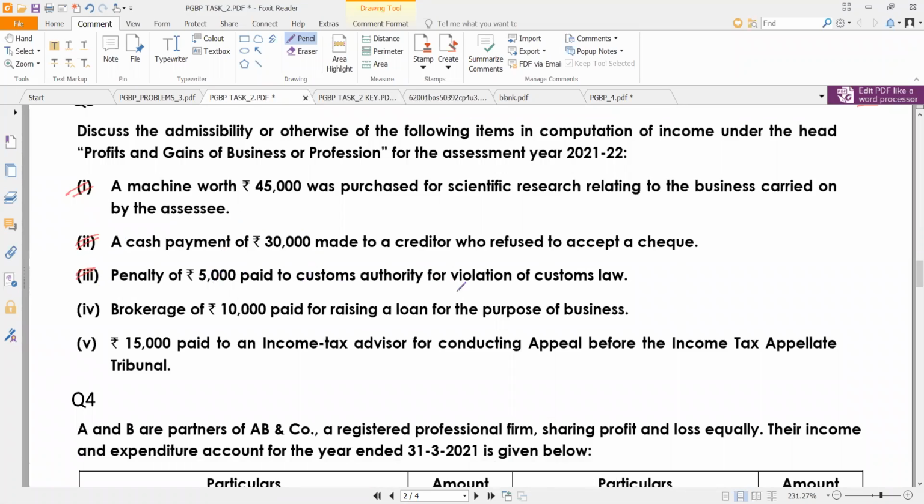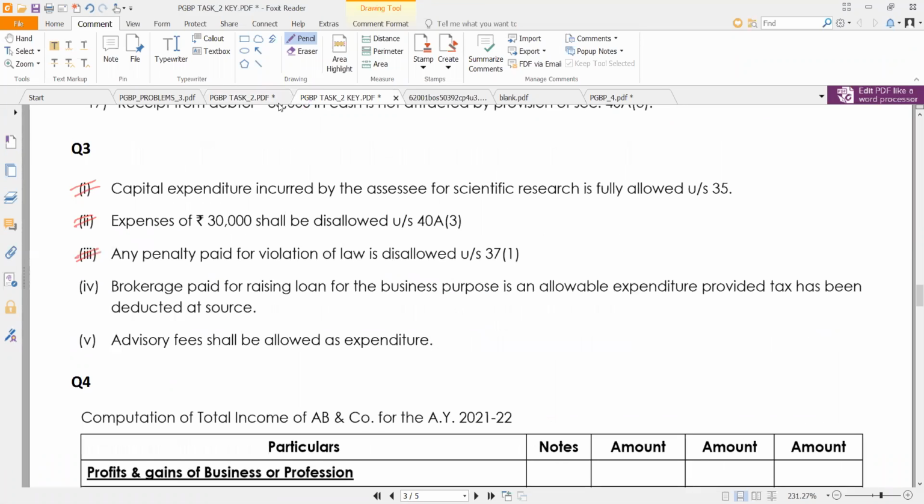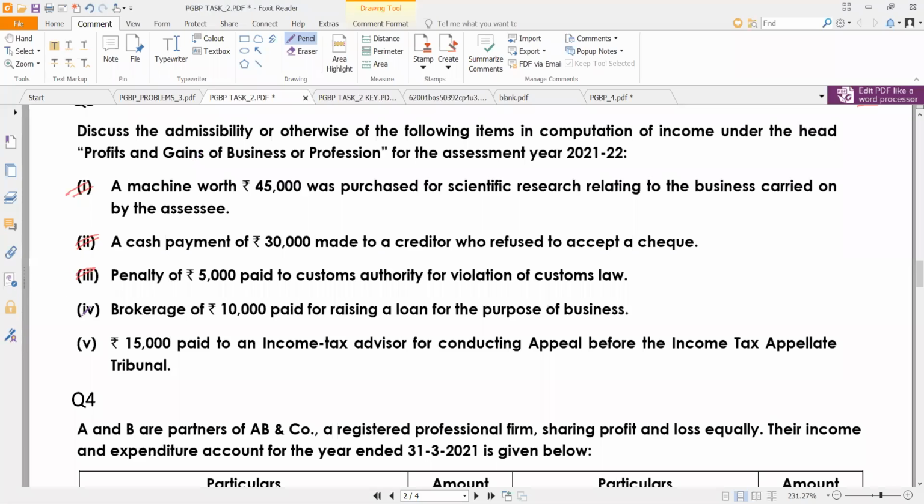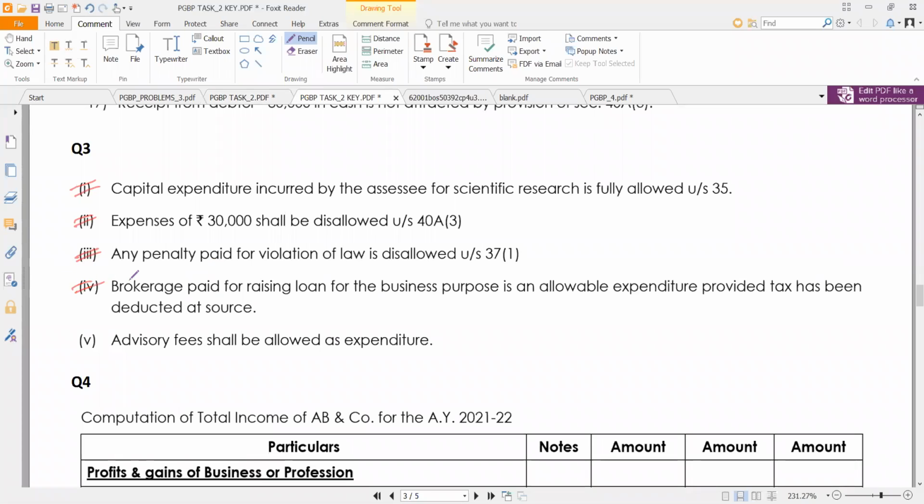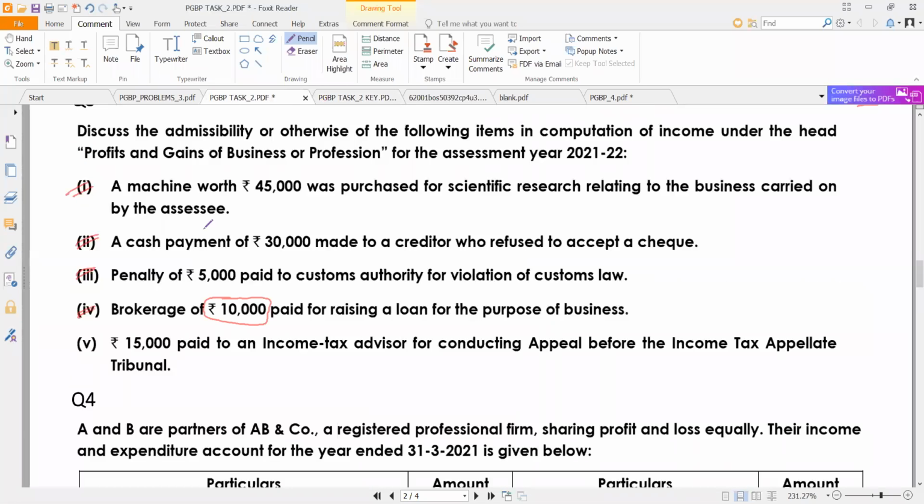Penalty of 5,000 rupees paid to customs authority in violation, clearly disallowed. Any penalty here is definitely disallowed under section 37. Brokerage of 10,000 paid for raising a loan for the purpose of business. We discussed this also. Brokerage commission for arrangement fees for raising the loan is treated as good as interest on the loan. Hence, it will be allowed as deduction. So 10,000 rupees definitely will be allowable expenditure, similar to any other interest expenditure.